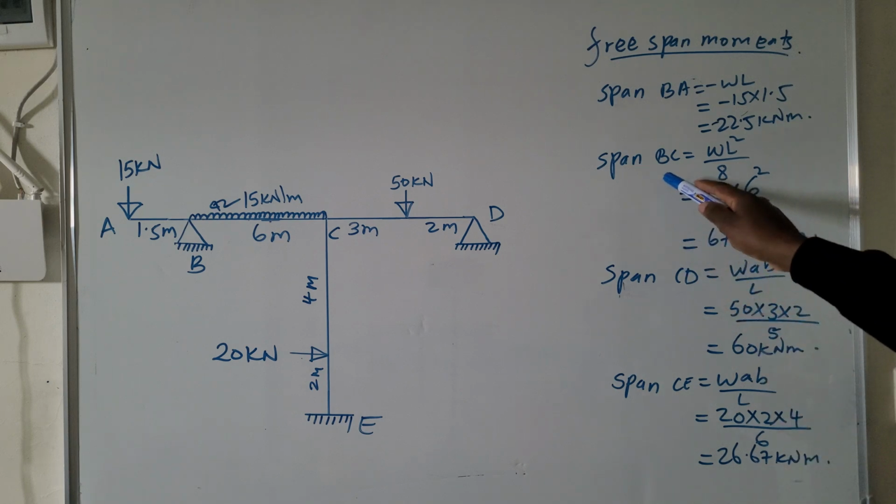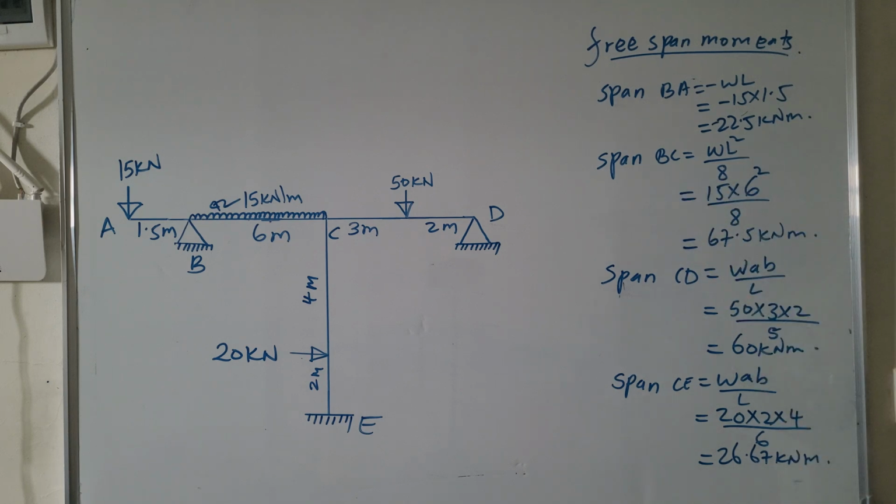We proceed to span BC. Span BC is a UDL. The formula is WL squared over 8. So the answer is 67.5 kilonewton meter. We proceed to span CD. WAB over L. The answer is 60 kilonewton meter. Span CE. WAB over L. And the answer is 26.67 kilonewton meter.